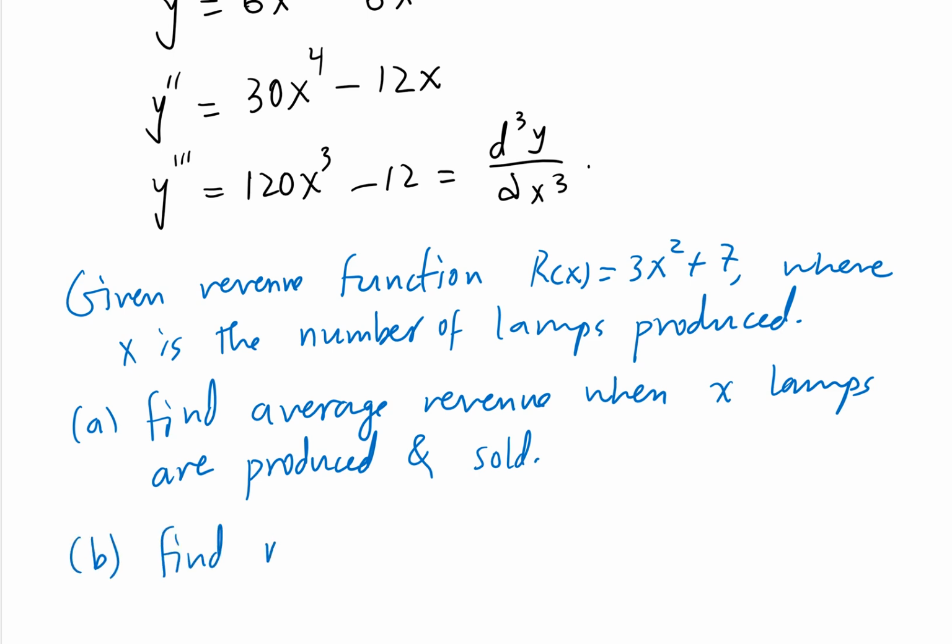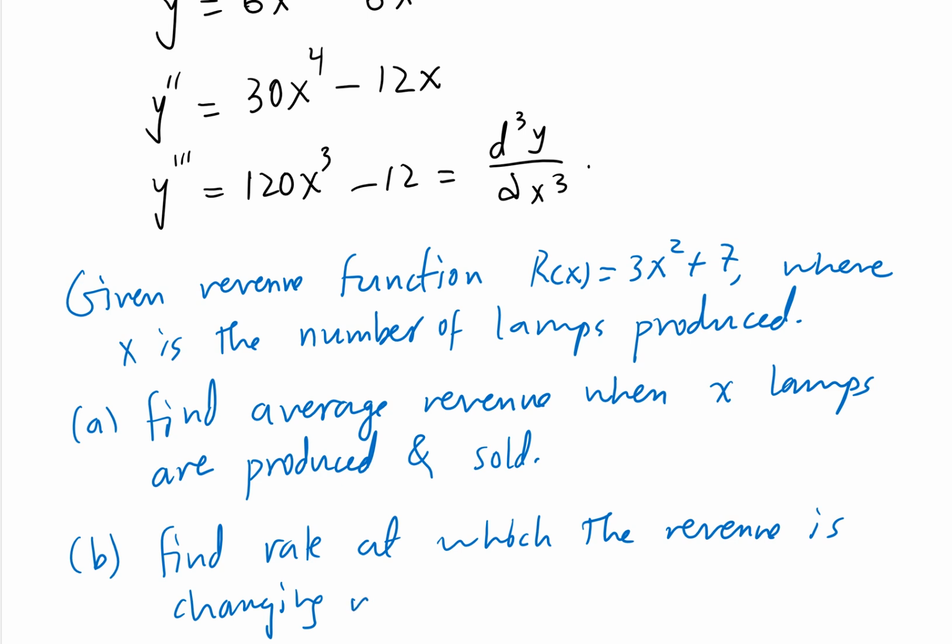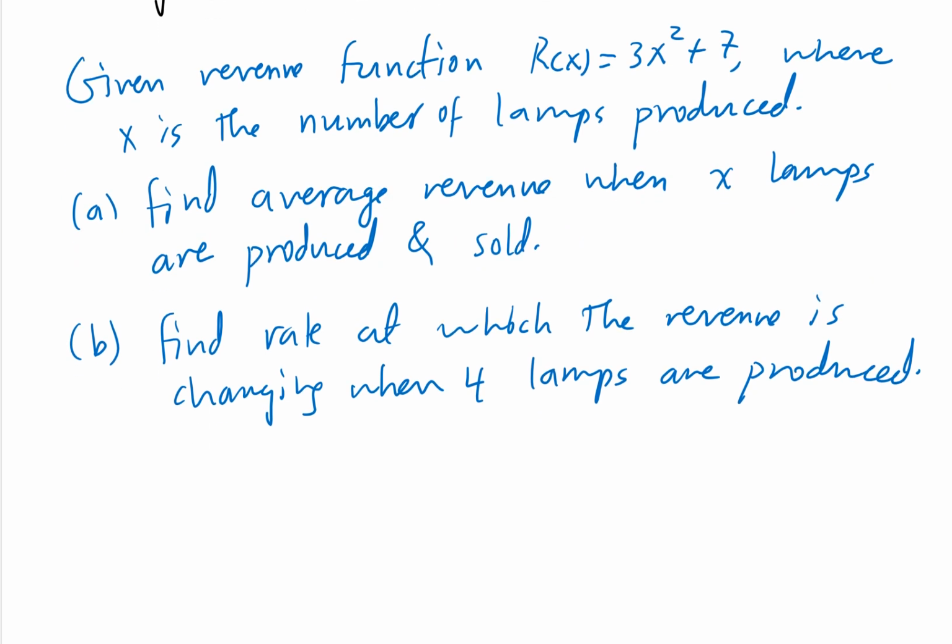Find the rate at which the revenue is changing when 4 lamps are produced. Well, very easy to find the first one. The average rate is defined as R of x over x. R of x is 3x squared plus 7 over x.